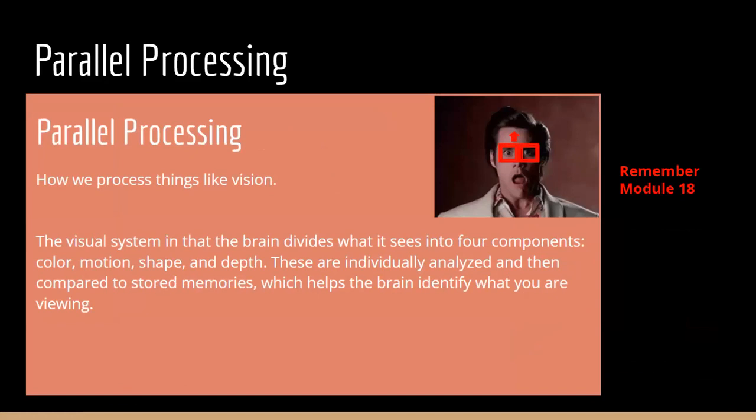Okay, so parallel processing. We already talked about this in Module 18, but let's review. It's how we process things like vision. It doesn't apply just to vision, but in the case of vision, the brain divides what it sees into 4 components. They are individually analyzed and compared to stored memories, which helps the brain identify what you're viewing. So this is a way that we process things like vision, and it can be compared with other memories. That's what you've got to know.